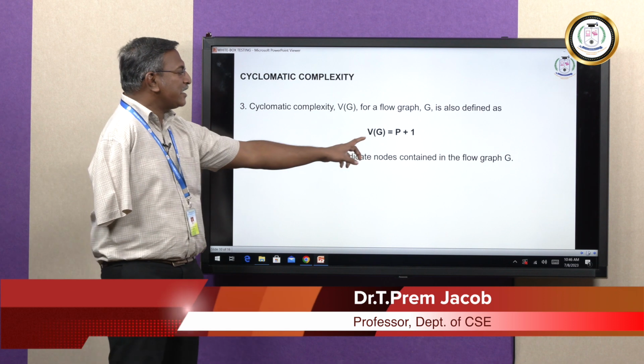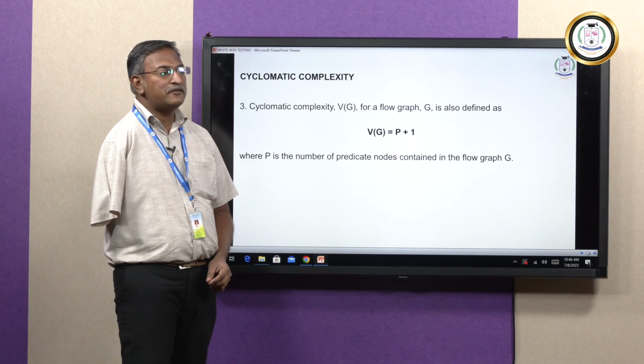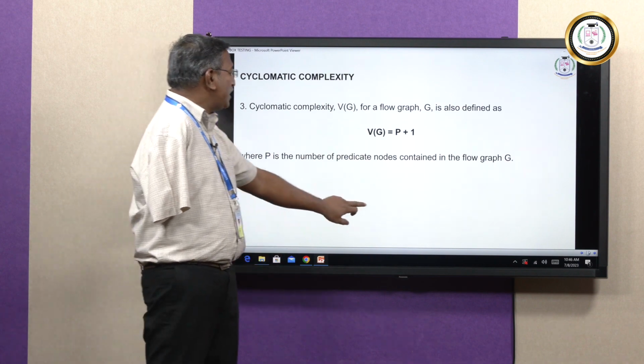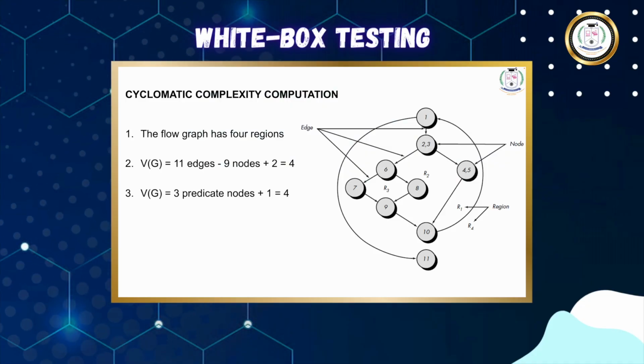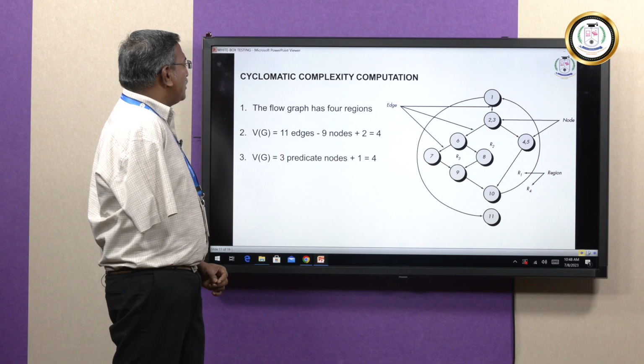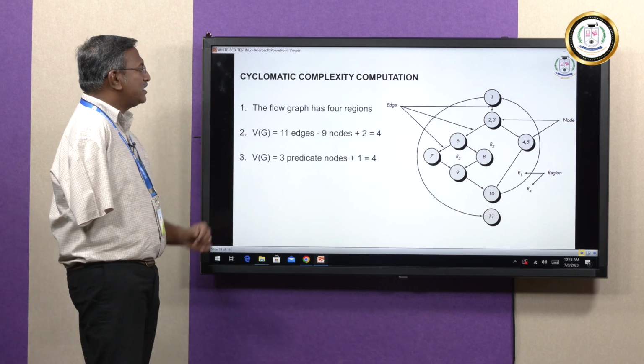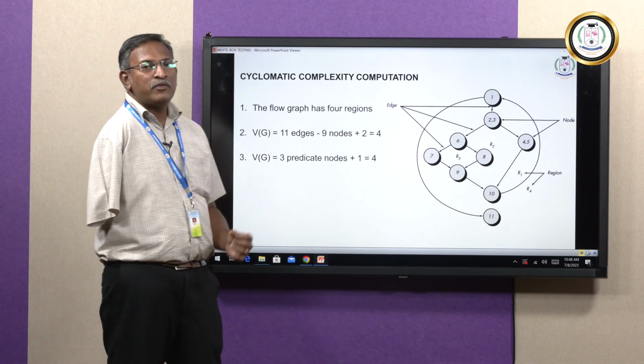So what is a predicate node? It is a node that contains a condition, so we call it the predicate node. Now we are going to find the number of independent paths in this particular flow graph. There are three different methods. First, we are going to see the first method, which is based on the number of regions.